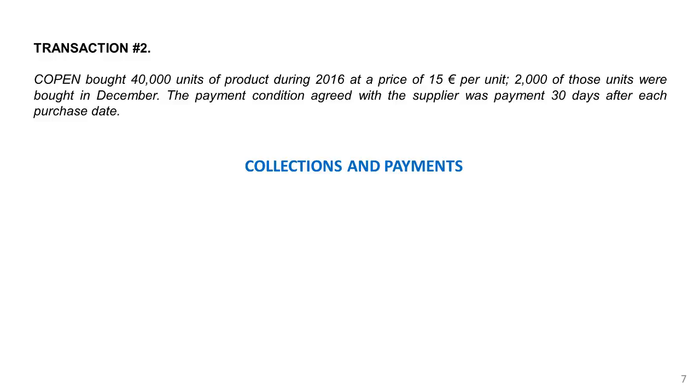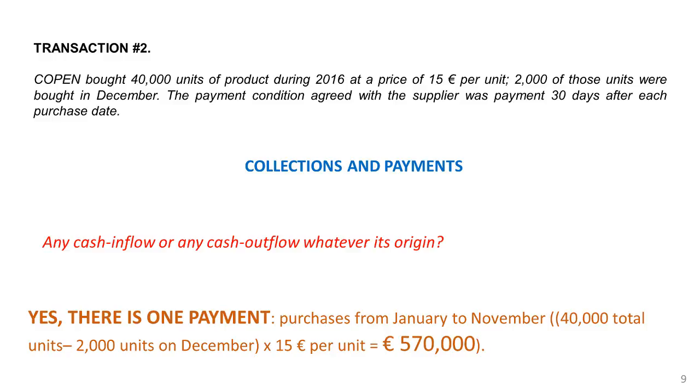First of all, like we did when recording the previous transaction, we identify the potential collections and/or payments that could have taken place in 2016 due to this transaction. Ultimately, it means finding out if the transaction involves some cash inflows or cash outflows in 2016. Indeed, the payment for the products purchased between January and November takes place in 2016. But why were December purchases not paid in 2016? Because the wording of the case states that the payments take place 30 days after each purchase date.